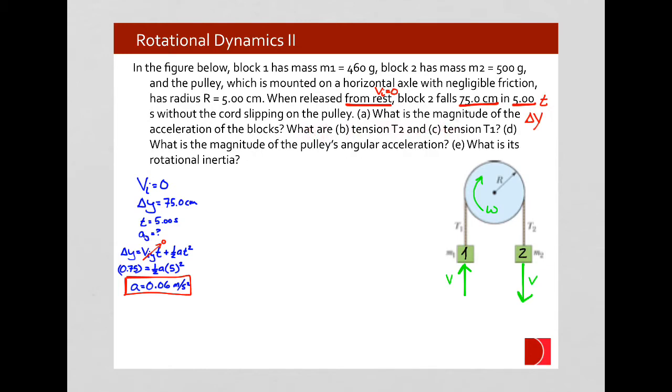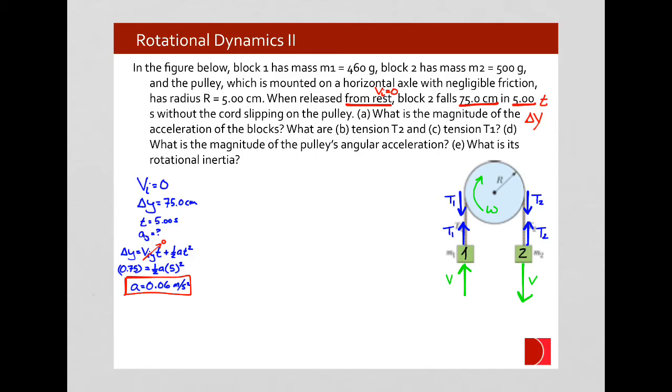First, we're asked about the tensions T1 and T2. We know that the tensions will act upward on the blocks, and in this situation, because they are acting on the pulley, we will see that these tensions end up being the torques that act on the pulley, because we'll have an equal and opposite reaction. This means that T1 will not equal T2.